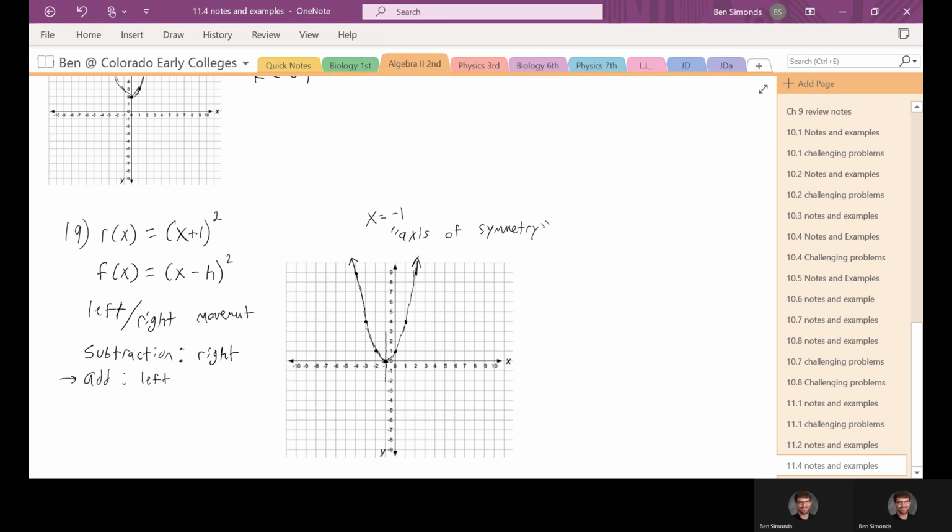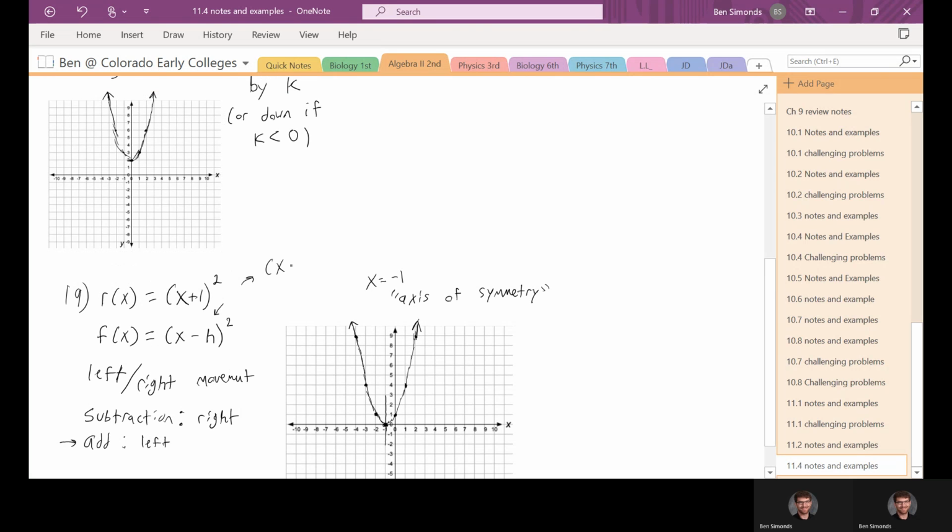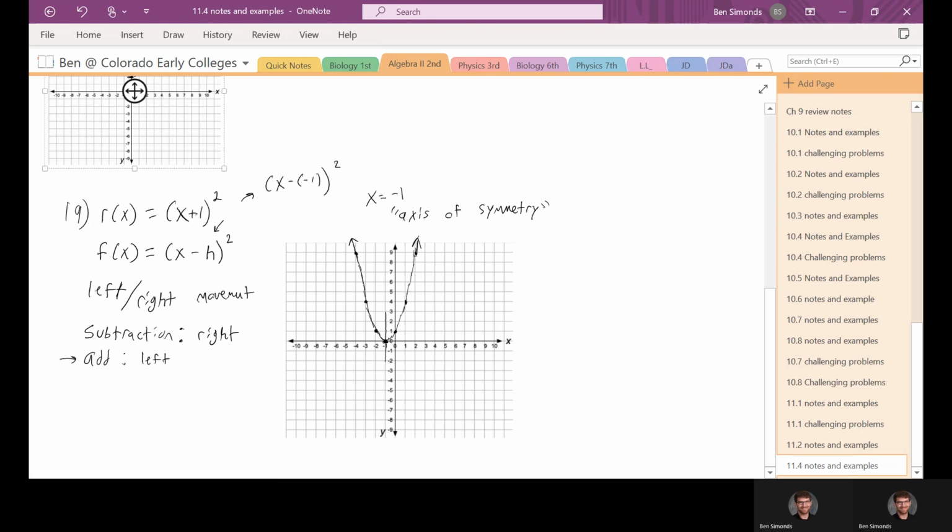So they all have an axis of symmetry, and the equation for your axis of symmetry, in this case the line x equals -1, can be found by looking at h, right? In this case our h was -1, because we have x minus h. So how do we turn a minus into a plus? If it's negative, number 19 here is just like saying x minus -1 squared, right? And when you minus a negative, it becomes x plus 1. So h in this case is -1, which is why our axis of symmetry is x equals -1.